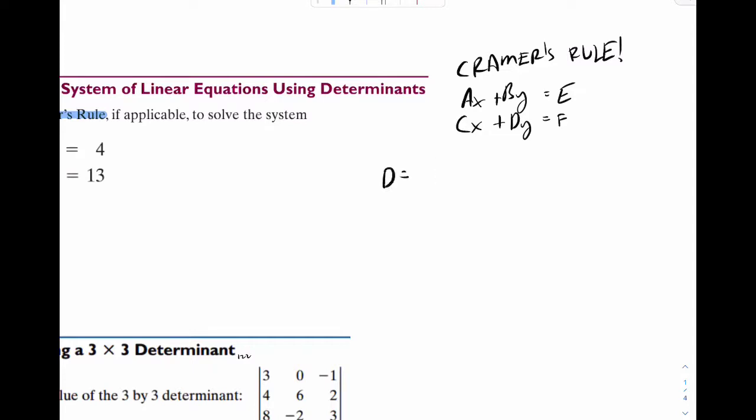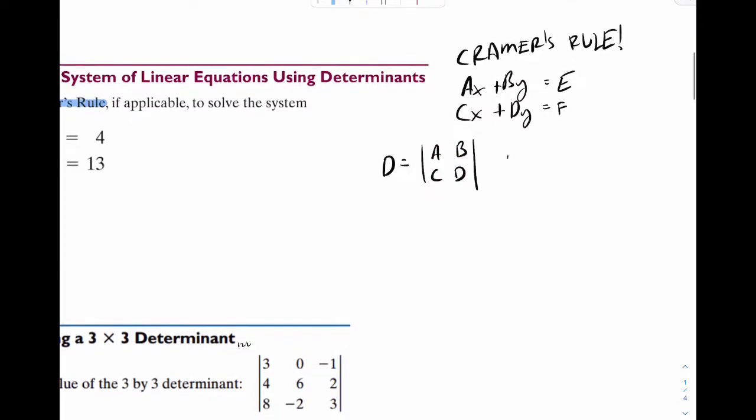So there's your main determinant D, which is simply A, B, C, D. So notice I just took all of these coefficients and drop them in right here. And then there's going to be your determinant D sub X. And then that determinant is pretty interesting. It looks like this: E, F, B, D. And then there's one more determinant, D sub Y. And this one is going to be A, C and E, F, like that.